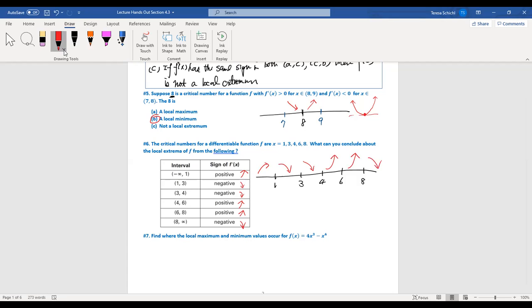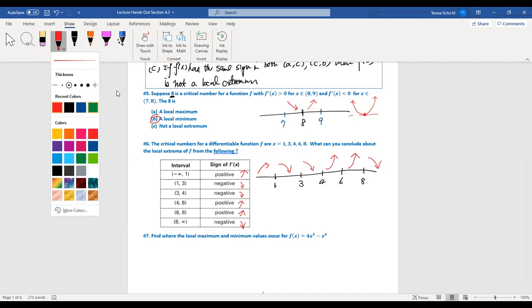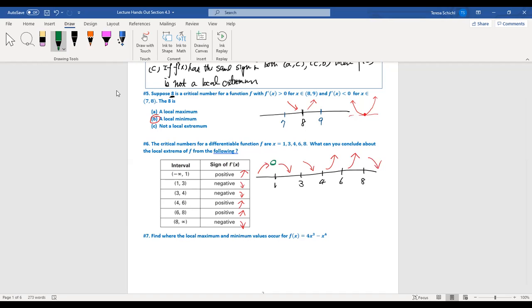Okay, so now let's see where the turning points are here. This is increasing, boom, decreasing. So here is a turning point, right? So what is this turning point? So this is what?